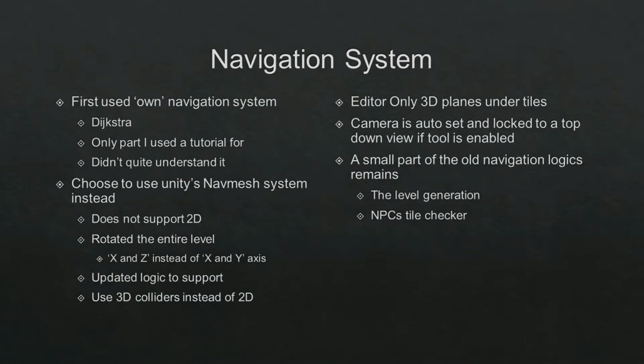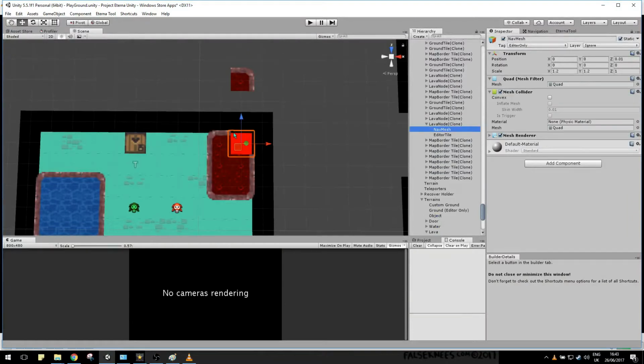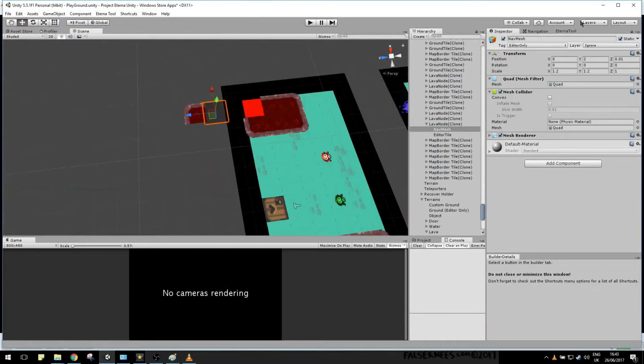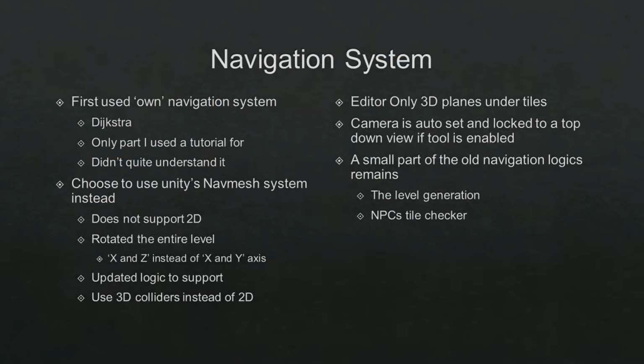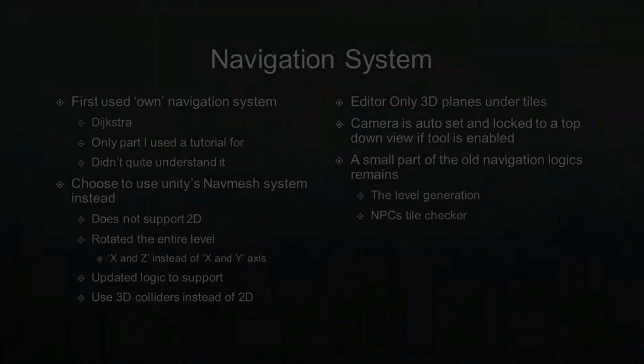At the start of the project I used a custom 2D navigation system which I created using a tutorial. But I didn't quite understand the system, therefore I chose to use a Unity navigation system instead. As Unity does not support 2D navigation, I had to convert all 2D logic to 3D. Under each style there is a 3D editor-only plane to build navigation, and the camera automatically looks in the top-down view. A small part of the old navigation system still remains, in the form of a 2D array for each map which holds the tile information, which is used by the player and NPCs to check what tile they are on, without having the need for a lot of colliders.